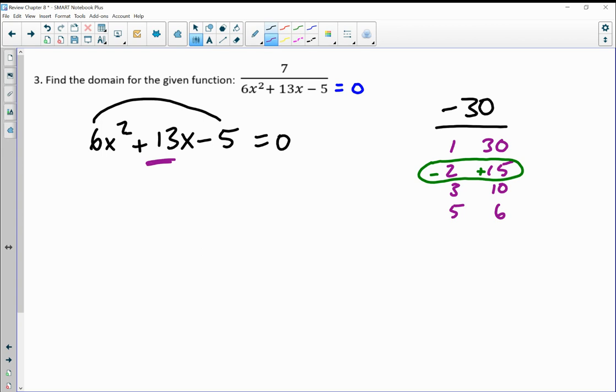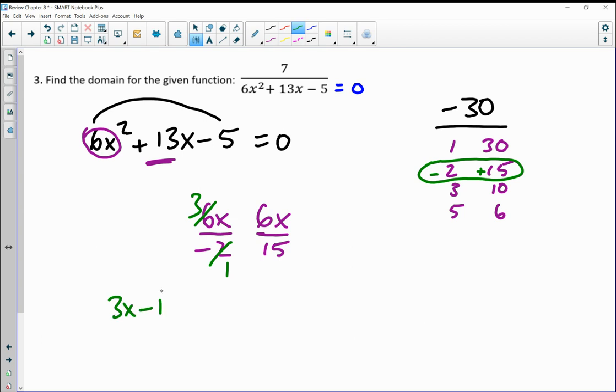Okay, so let's go into our AC method, the factoring technique I show you guys. So 6x squared, I'm just going to take the 6x portion. So write the 6x twice. Put your two numbers underneath, -2 and the +15. And now just reduce where possible, right? So we reduce by 2. That would be a 1 and 3, so 3x minus 1. And then this one we could divide by 3, it looks like. 6 divided by 3 is 2. 15 divided by 3 is 5, so 2x plus 5.